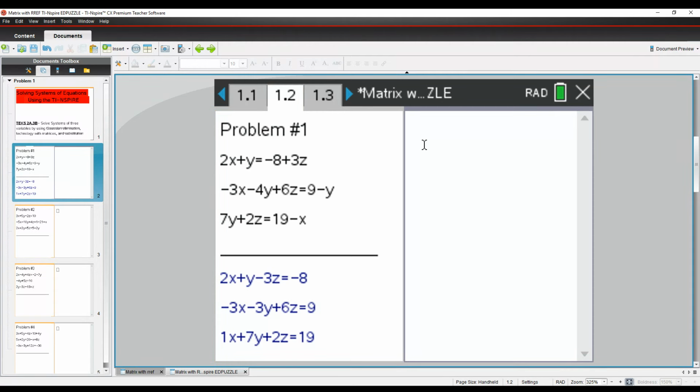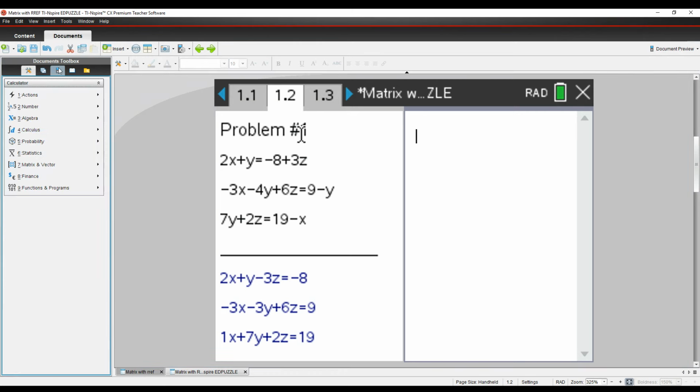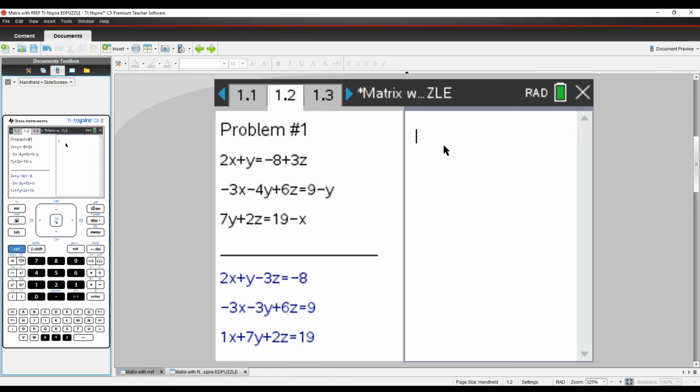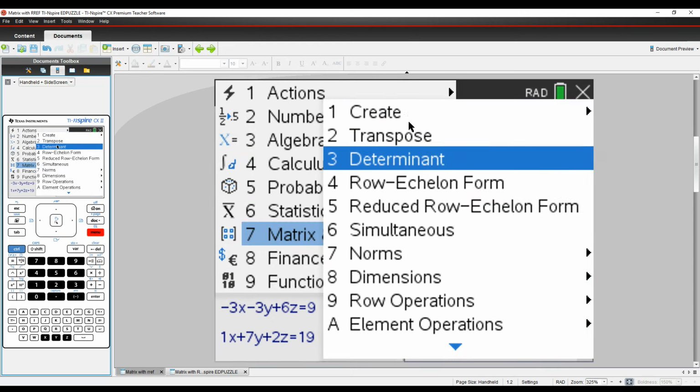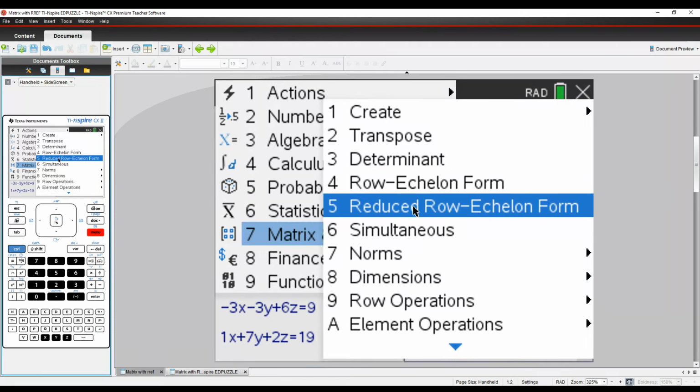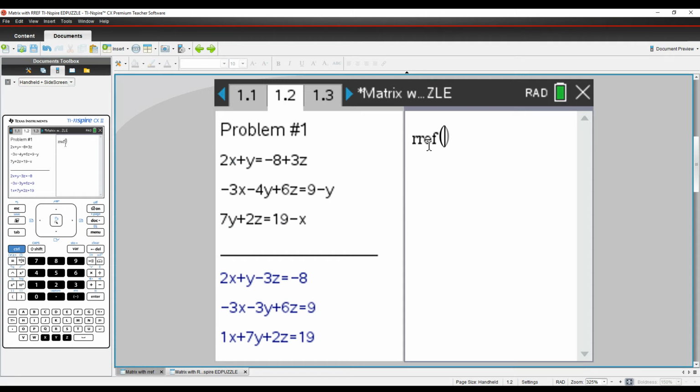So using a calculator page in your TI-Nspire, I'm on a calculator here, we're going to do reduced row echelon form. Okay, so what does that mean? That means the calculator is going to solve this for us. So we're going to go to menu, matrix. We're going to do reduced row echelon form. And so it's going to put the rref into my calculator for me.